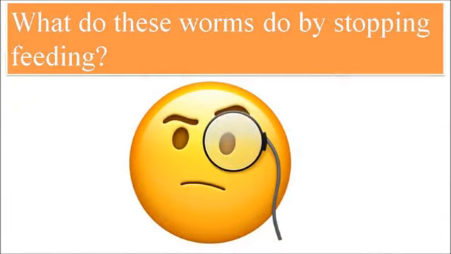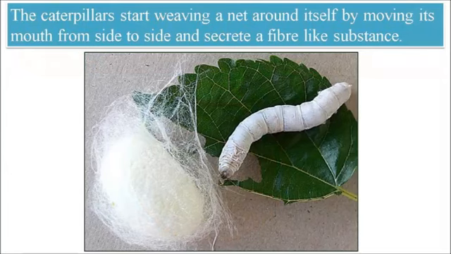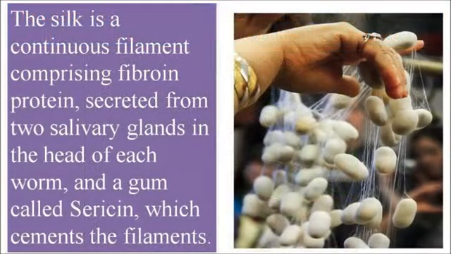What do these worms do by stopping feeding? The caterpillars start weaving a net around themselves by moving their mouths from side to side and secrete a fiber-like substance. The silk is a continuous filament comprising fibroin protein secreted from two salivary glands in the head of each worm, and a gum called sericin which cements the filaments.